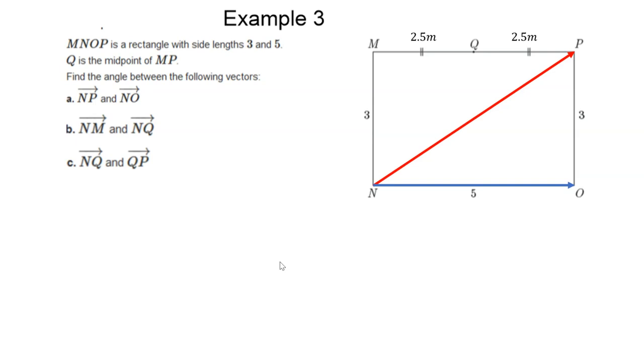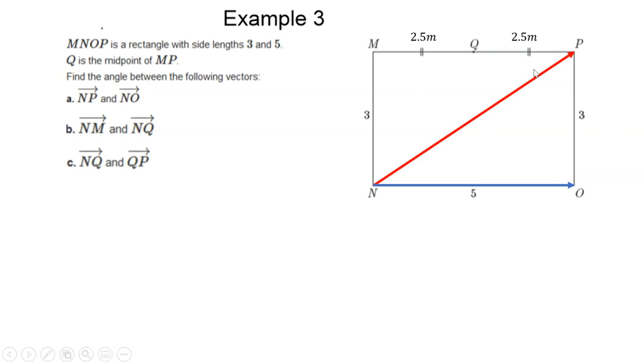MNOP, the rectangle, has side lengths 3 and 5. Q is the midpoint of MP. All right, so Q right here splits MP exactly in half. All right, so there's 2.5 on either side of that. So fairly straightforward so far. 3 centimeters, these two sides, right? Rectangles, it means that you have two equal sides, actually two sets of equal sides. And this one is 5 and one is split in half to give you 2.5 on either side of that.